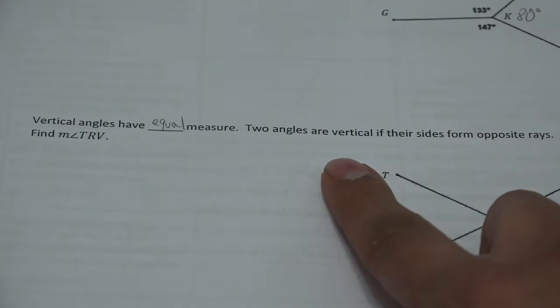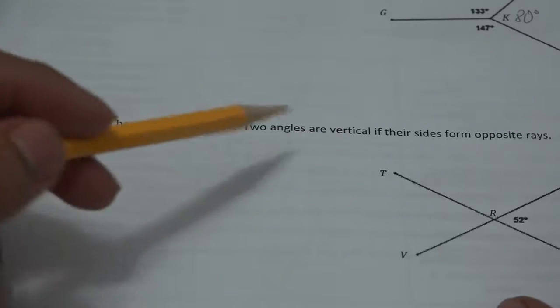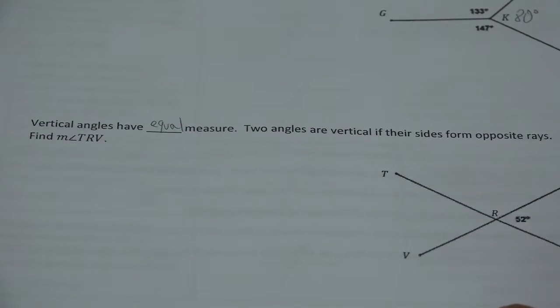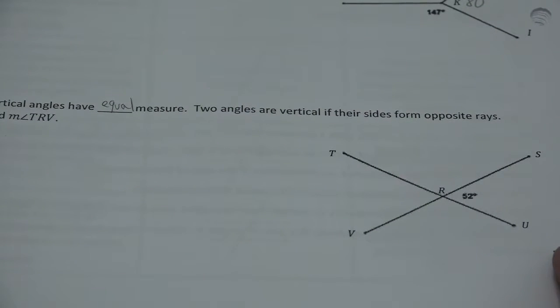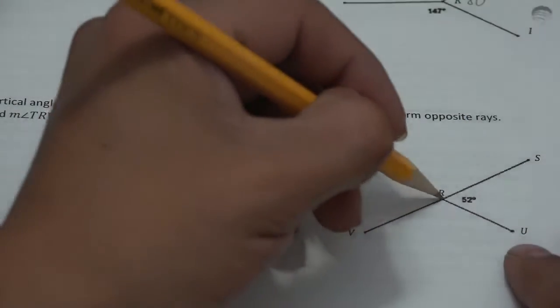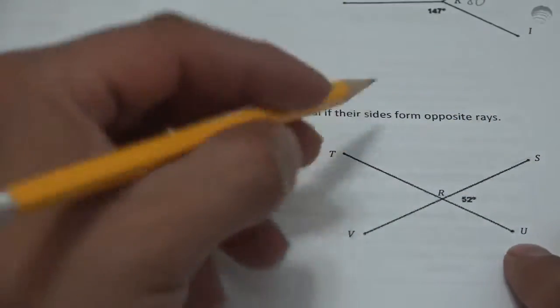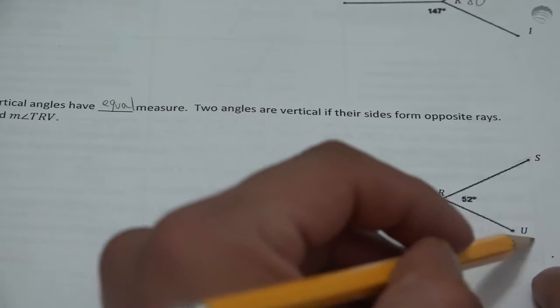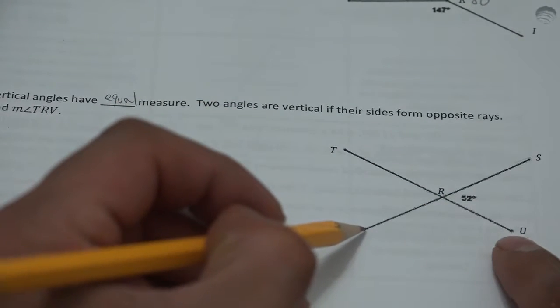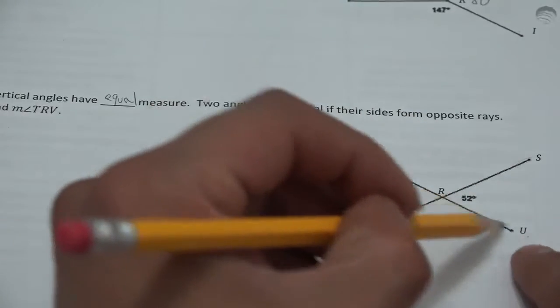All right. Two angles are vertical if their sides form opposite rays. Yes, we know that. What do you mean their sides form opposite rays? Hello, opposite rays. This is one and this is another one. This side of this angle right here are opposite rays of this and this side.